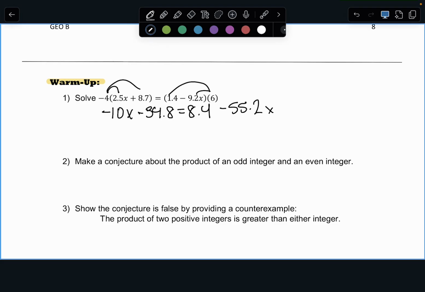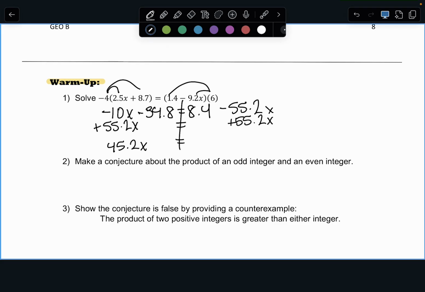Okay, which way, to the left or to the right, should I move my x's? What do we think? I agree with the left. Why to the left? Because it'll be positive. It'll make it positive. So let's add 55.2x to each side. If we add that, -10 plus 55.2 is 45.2x on the left.